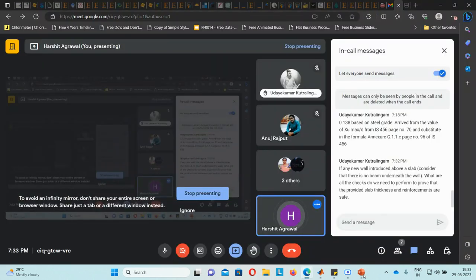Deflection will be the same. You need to again check whether your slab thickness and reinforcement are safe for that load or not. You need to again calculate the bending moment and the shear force, and check whether your design is safe for that also or not. So anything introduced above the slab is a weight acting on the slab only. So you need to consider that as a weight on the slab.